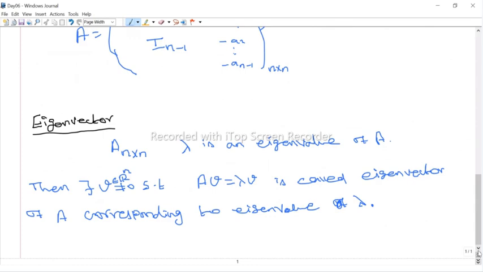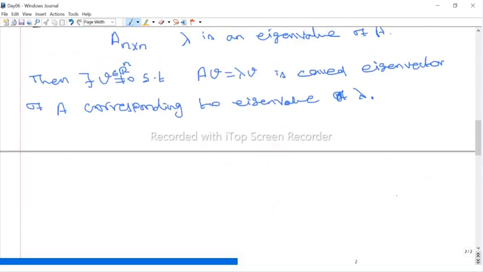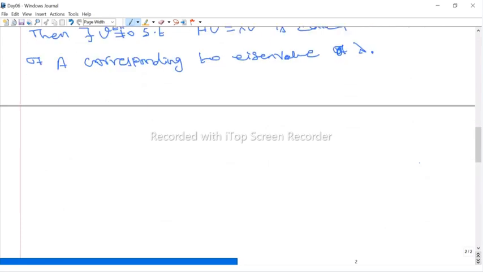So how to find this eigenvector? An eigenvector satisfies the equation AV equals lambda times V. So we have to find such a V. We know lambda, we know A. So how to find this V? Suppose V exists. That means V satisfies the condition AV equals lambda V, and this V should be non-zero.